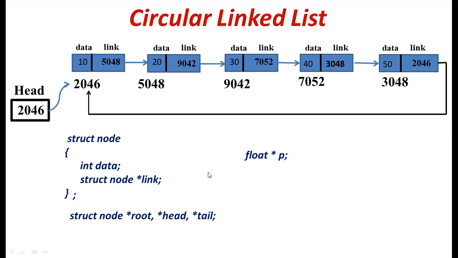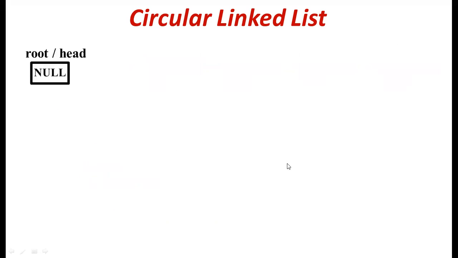So here the link is a pointer variable which is pointing to the address of the node. So here what is the node? Node is of struct node type. That's the reason here we write struct node. Now let us write the logic for creating a new node in a circular linked list.